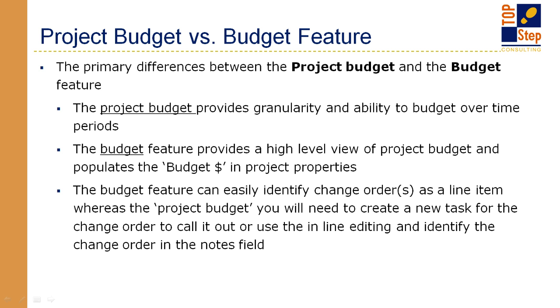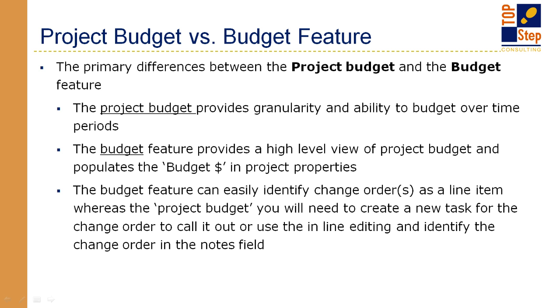The one nice thing is that when you fill out your budget line items, that populates the budget in project properties. The project budget doesn't seem to do that. It's a little bit odd: you can add a planned budget, but it doesn't seem to default into project properties. So there are more data input pieces that you have to make sure are aligned.